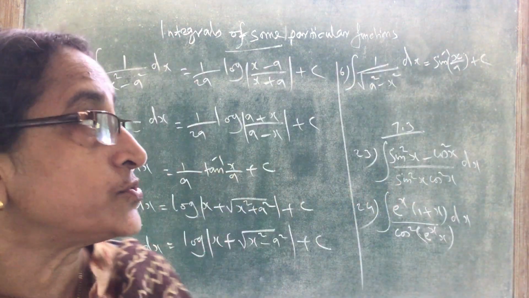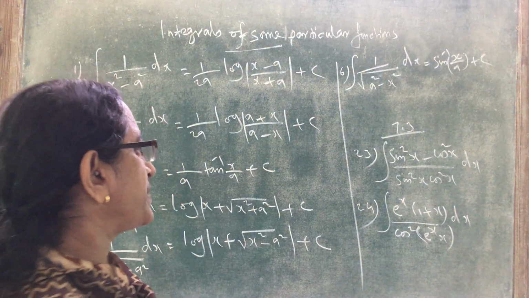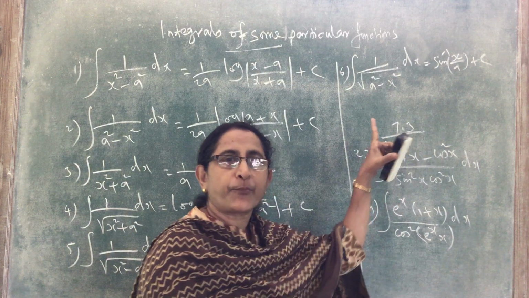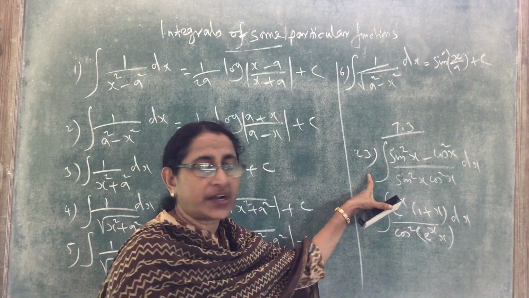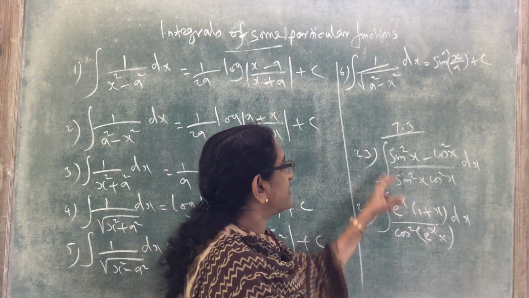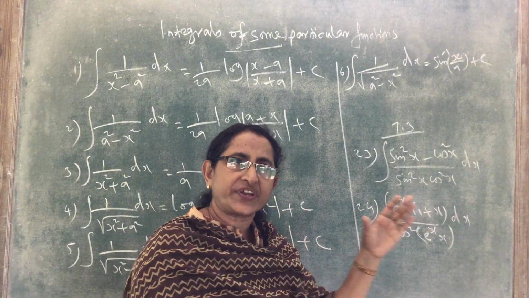Now, before we go to the topic, integrals of some particular functions, I will just explain to you the last exercise 7.3, two questions. See, this is the 23rd one. Integral of (sin²x − cos²x) by sin²x cos²x dx. How we can do it is very easy.